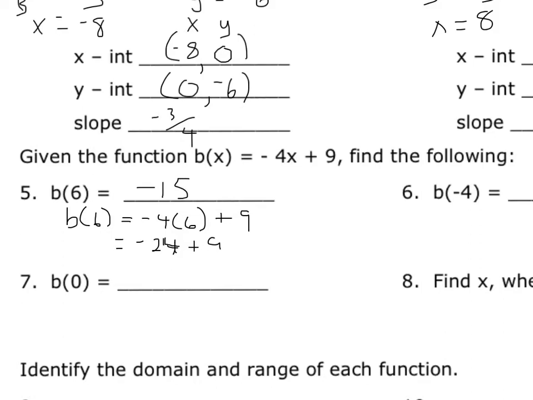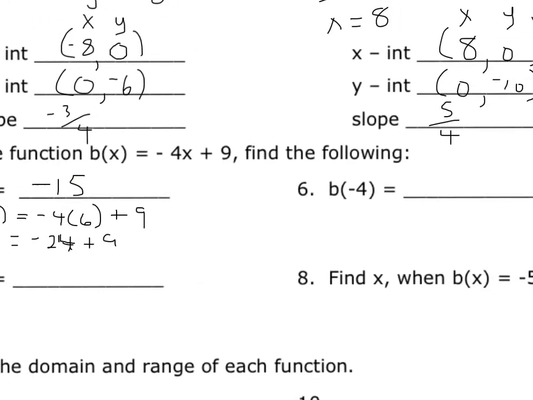Now if I wanted to use my calculator instead, I would have just taken this and typed it into y equals, because b of x is the same thing as y. So you push the y equals button, type that in, and then we go look in the table in the calculator to see, when x is 6, what the output, or what y, will be.